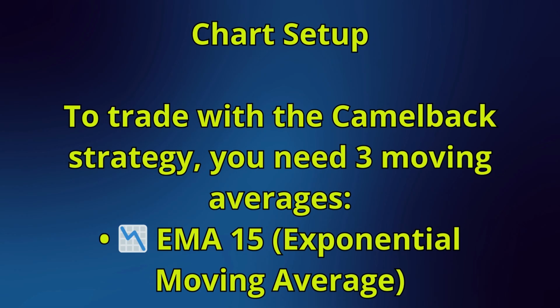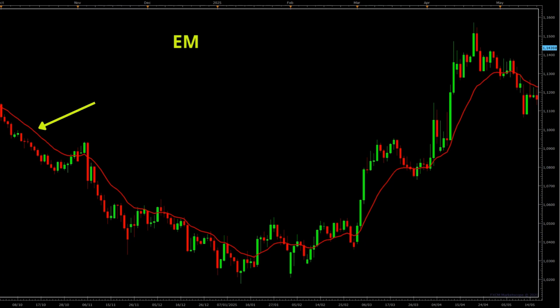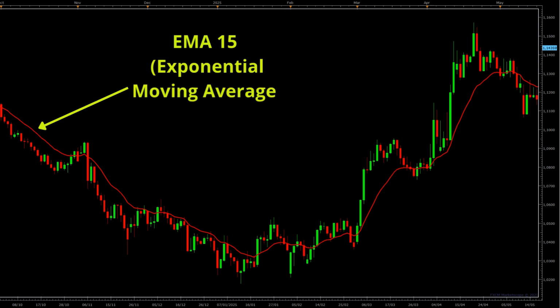To trade the camelback, we only need 3 specific moving averages. Let's go through them one by one. First up is the 15-period exponential moving average, or EMA 15. This is our fast moving average, the red line you see on the chart. Its job is to show us the market's short-term momentum and direction.